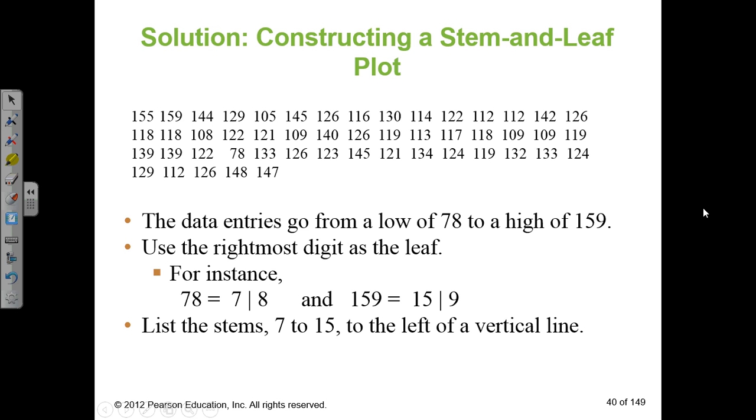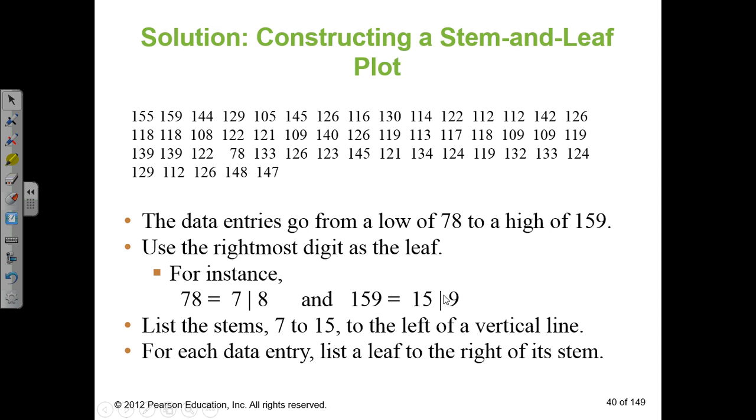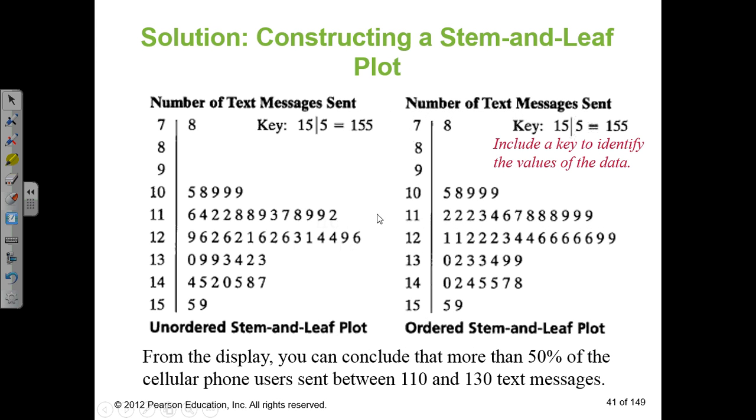We're going to list the stems 7, 8, 9, 10, 11, 12, 13, 14, 15 to the left of a vertical line, and then put the leaves to the right of each stem. So for example, here's our 78. This is an unordered stem and leaf. This is not as common. It is much more common to see an ordered stem and leaf, where this stands for the 105, 108, 109, 109, 109. You see the leaves are put in order. You can also see from this that if this were going to be a frequency histogram, these would be the longest bars.